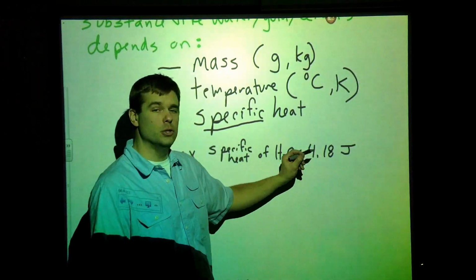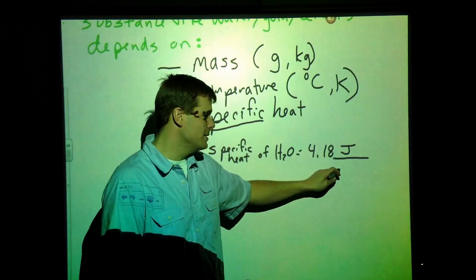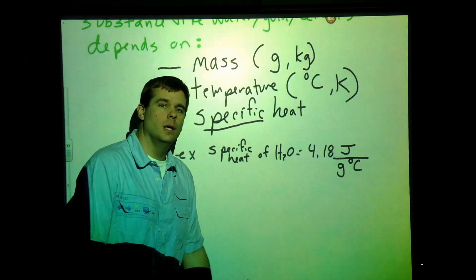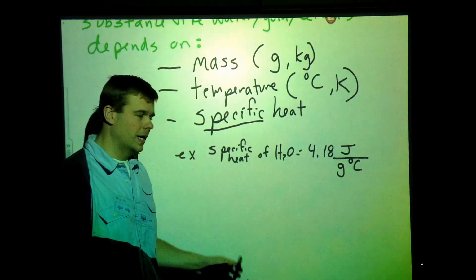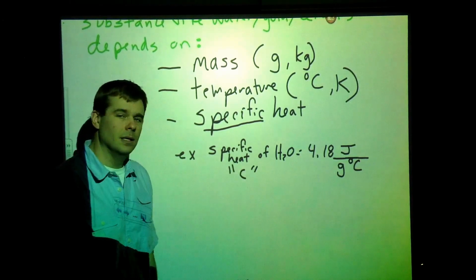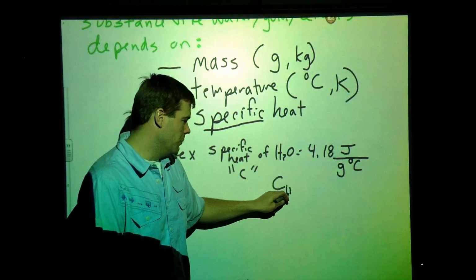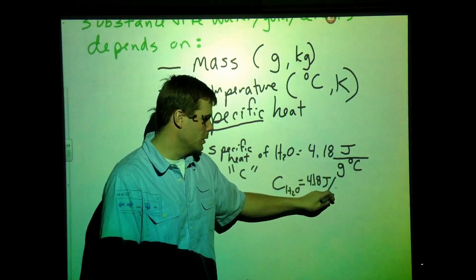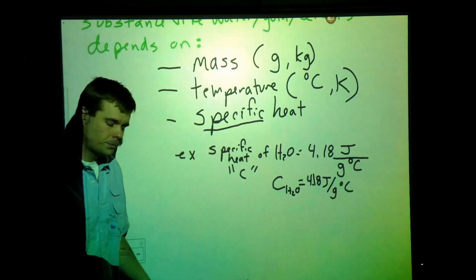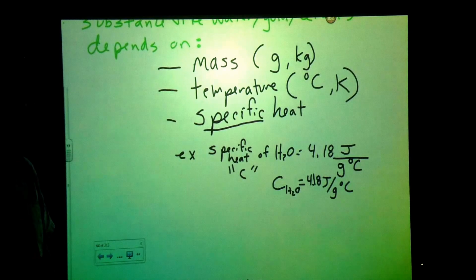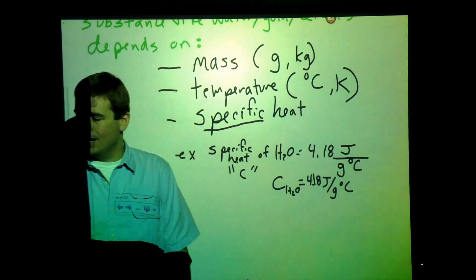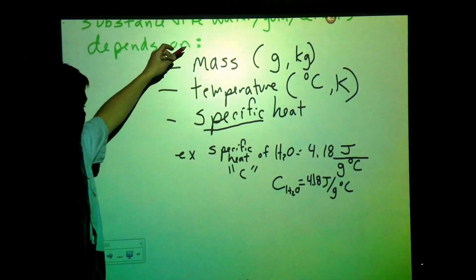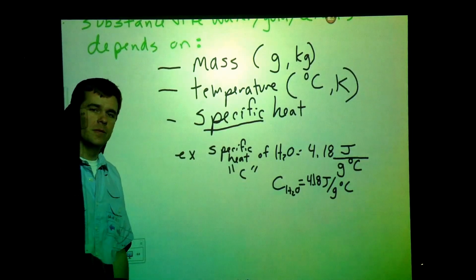It takes 4.18 joules of energy to be absorbed to raise 1 gram of water by 1 degree Celsius. If you don't want to write specific heat over and over and over again, we use lowercase c. So you could say the c of water, of H2O, is 4.18 joules per gram degrees Celsius. So, if I know these things, I can figure out the amount of thermal energy in an object. You need to know its mass, you need to know its temperature, and you need to know its specific heat. So that's what we'll do now.